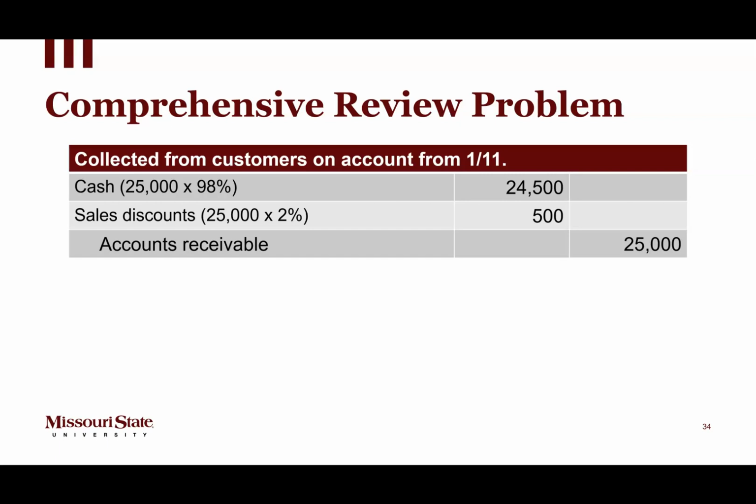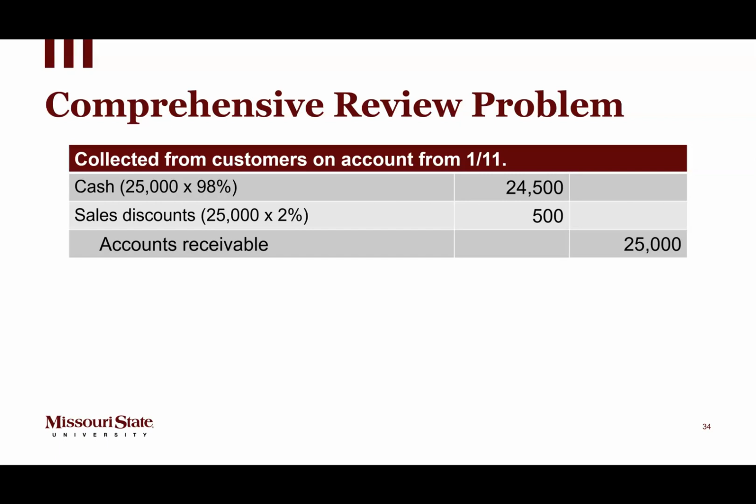Okay. So we collected from customers on account from 111. Okay. So we apparently gave them a sales discount, 2/10 net 30 probably is what this looks like to me. So I left my blue book on my desk at school, so I can't actually see the problem until I pull it up here, but we're going to forge ahead. To me, it looks like it's 2/10 net 30 type sales discount. So what we actually received here was $24,500 in cash.